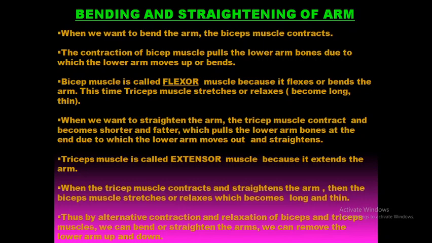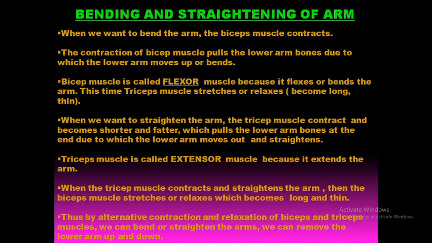It has to be noted that when the tricep muscle contracts and straightens the arm, the bicep muscle stretches and relaxes. So you can see the alternate movement of contraction and relaxation, that is, the alternate contraction and relaxation of biceps and triceps muscles, which can bend or straighten the arm. That is, we can move the lower arm up and down.